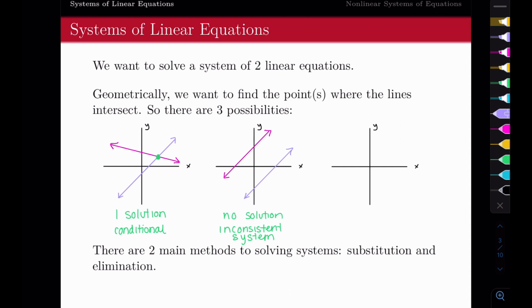The very last case is kind of the hardest one to draw, but this is the case where you have one line and it happens to be the other line is exactly the same. So there is overlap between the two. In this case, every point on one line also satisfies the other line, so there are infinite solutions. And this is called a dependent system.